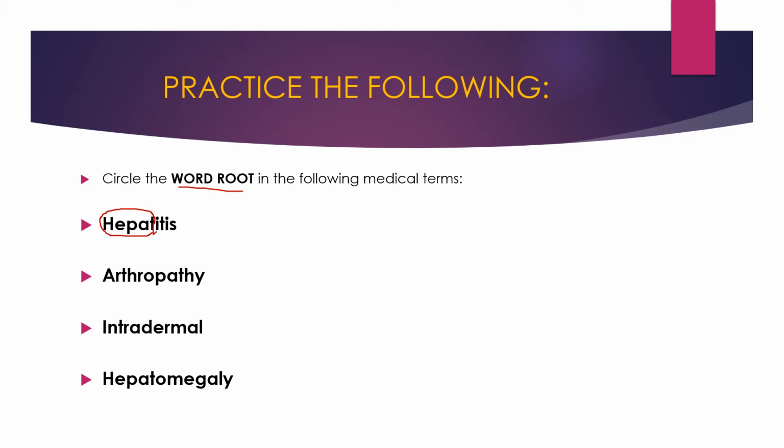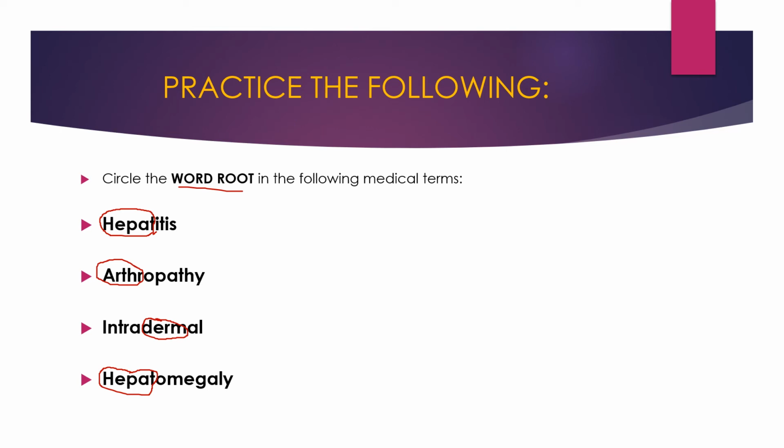If you go down here to arthropathy, pathy is disease, arthr is my joint, so that is going to be the word root. Then here in intradermal, it's not at the beginning of the word this time, it's in the middle. Derm here means skin. And the last one, hepatomegaly, hepat is your liver again, and that would be your word root. So these are the exercises you would do in your workbook and then turn in to me.